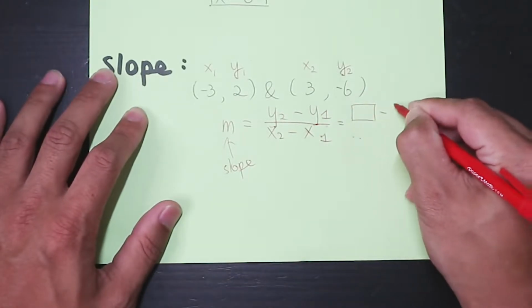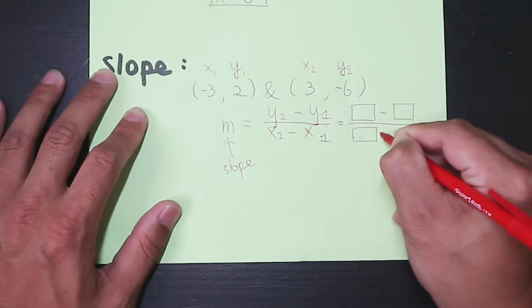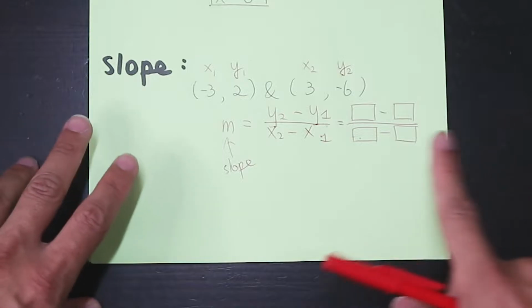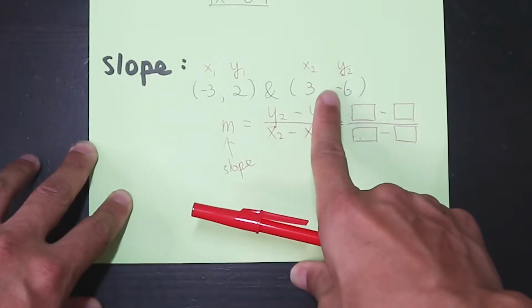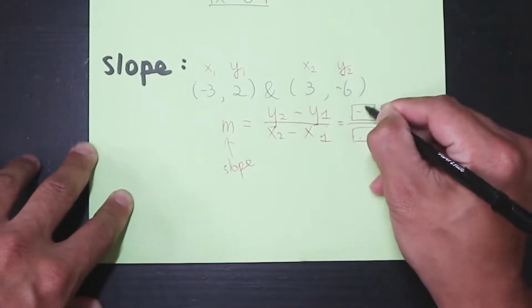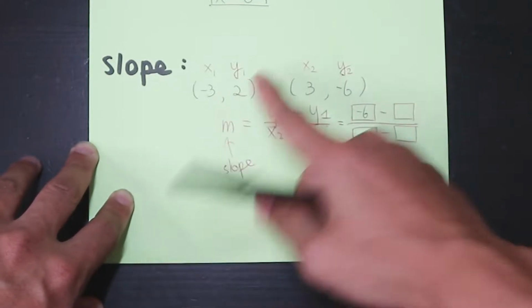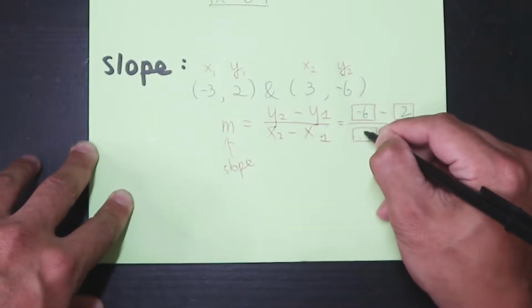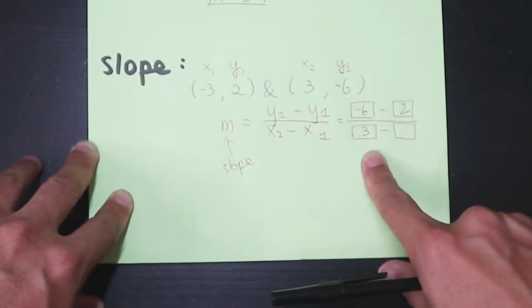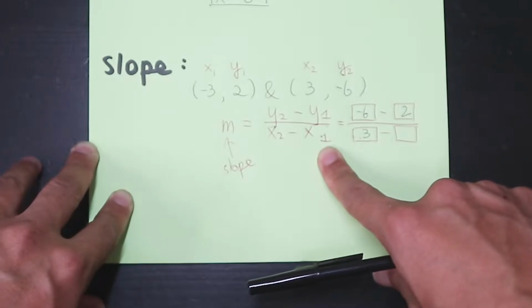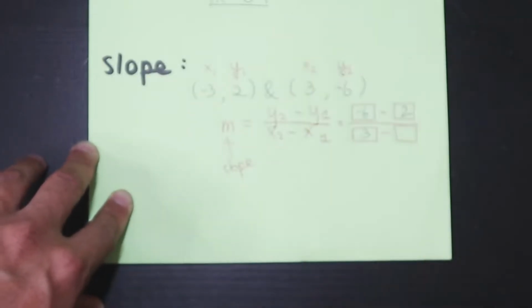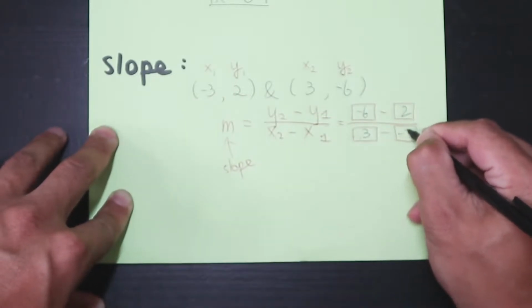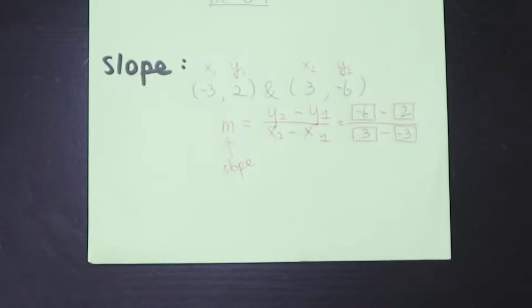Before I do that, it's actually easier to draw 4 boxes and then fill out the numbers, so that way you don't mess up with the negatives. What do I mean by that? Let's take a look. y sub 2 is negative 6, so we plug in negative 6 inside a box. y sub 1 is 2, so we plug in 2 inside a box. x sub 2 is positive 3, so we plug in positive 3 inside this box. And then x sub 1 is negative 3, and I want you to be careful: the 3 has a negative, so you put negative 3 inside this box right here.